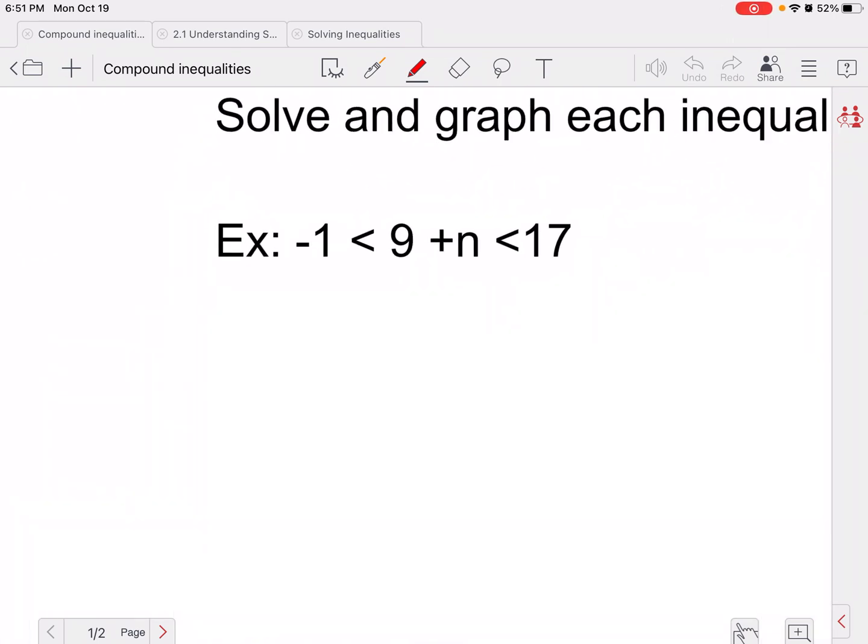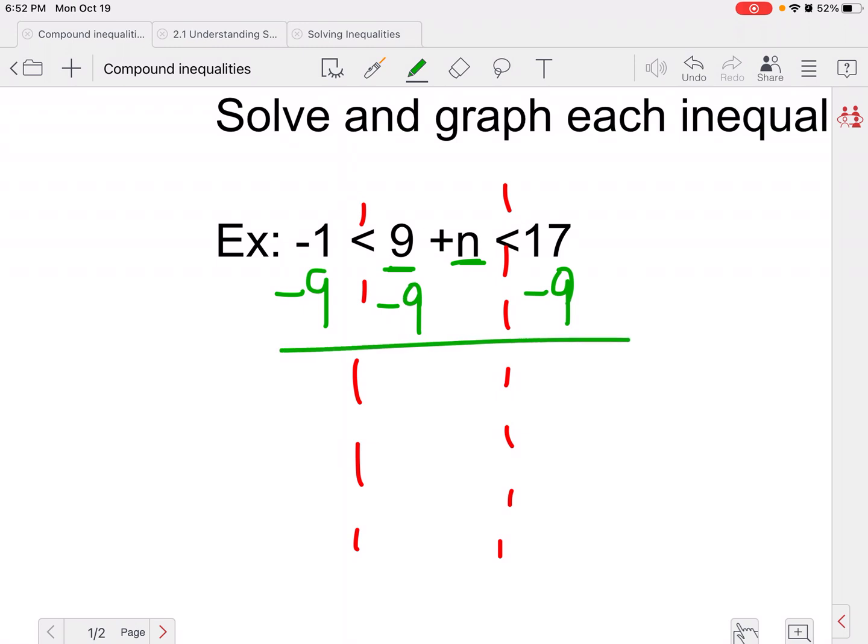Again, we have two inequalities. So I'm going to go ahead and draw my dotted line through both sides of my inequality, okay? And my goal is still to get n by itself. So I need to get rid of this 9. And 9 is being added to n, so we're going to subtract 9 from the center. But we also then need to subtract it from the left and the right-hand side, okay, to keep it balanced.